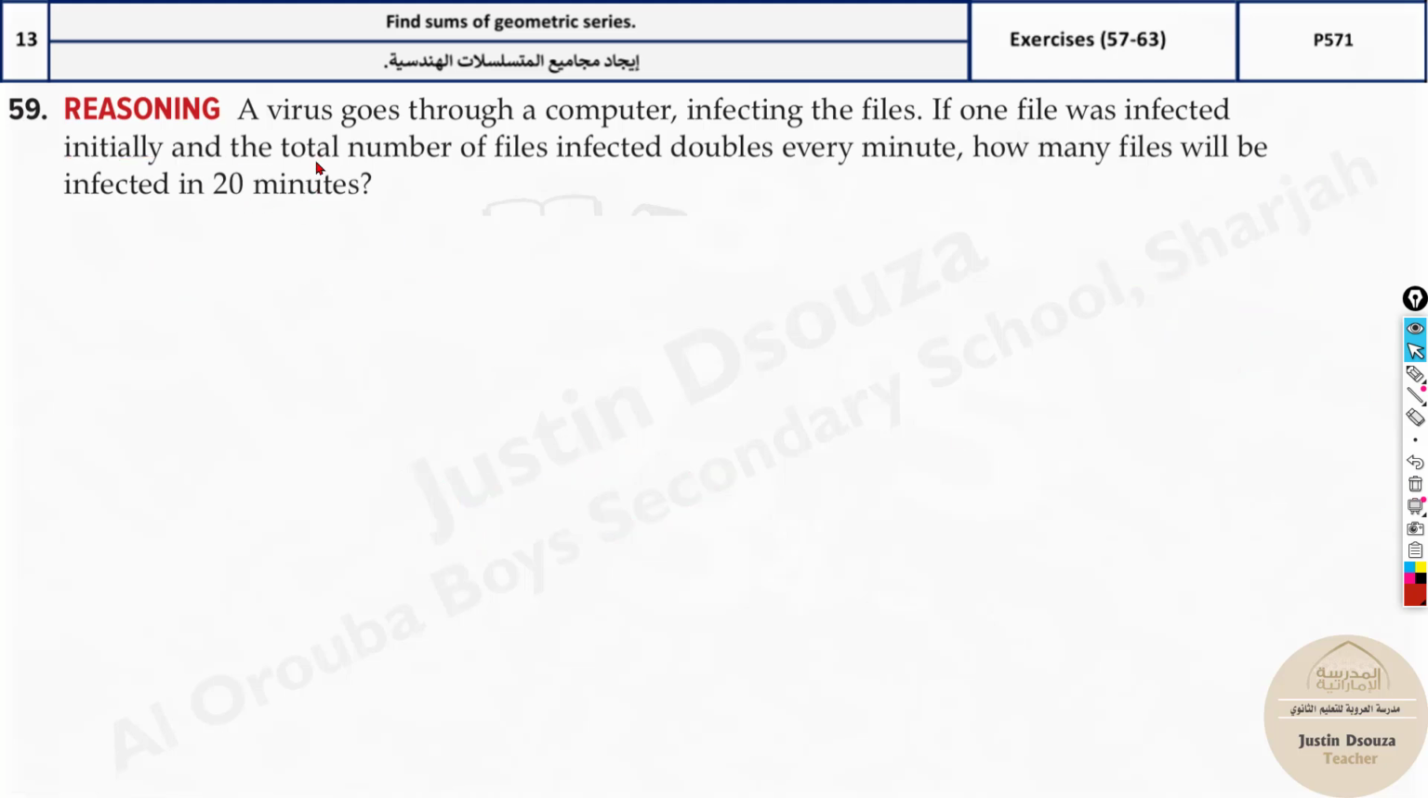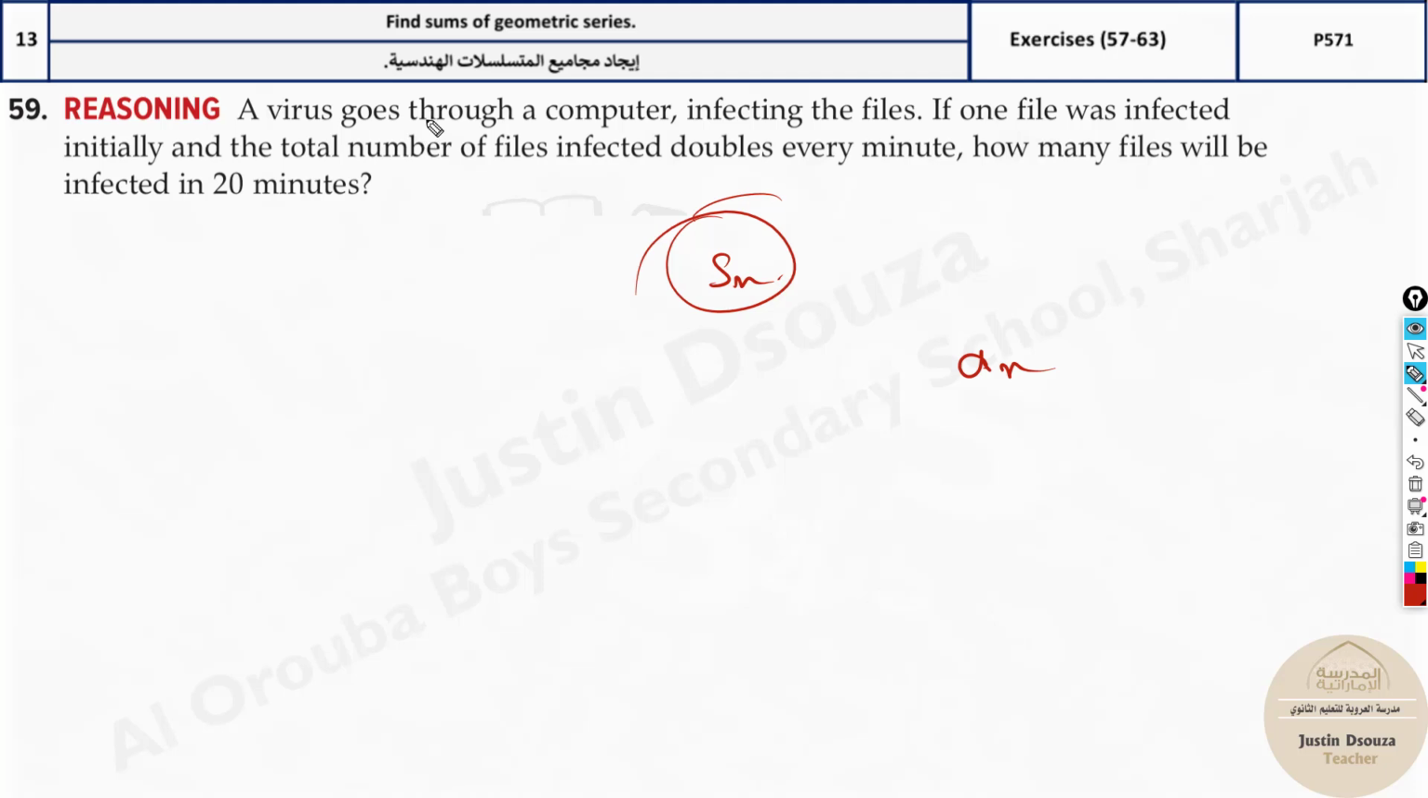Now, reasoning. A virus goes through a computer infecting the files. If one file was infected initially and the total number of files infected doubles every minute, how many files will be infected in 20 minutes? So now this is another interesting problem. Here I had some issues with this problem because I was confused. We have to find Sn, that was my first go. But I checked online. We are supposed to find An only.